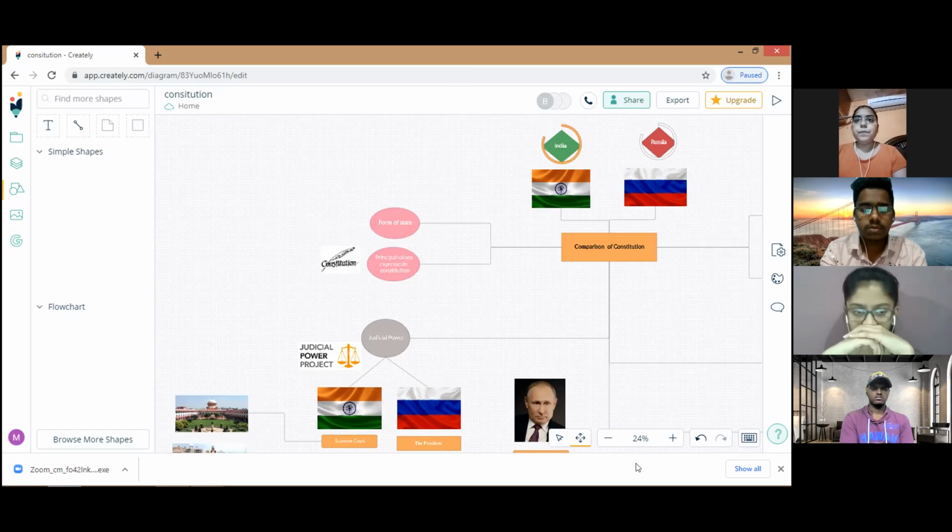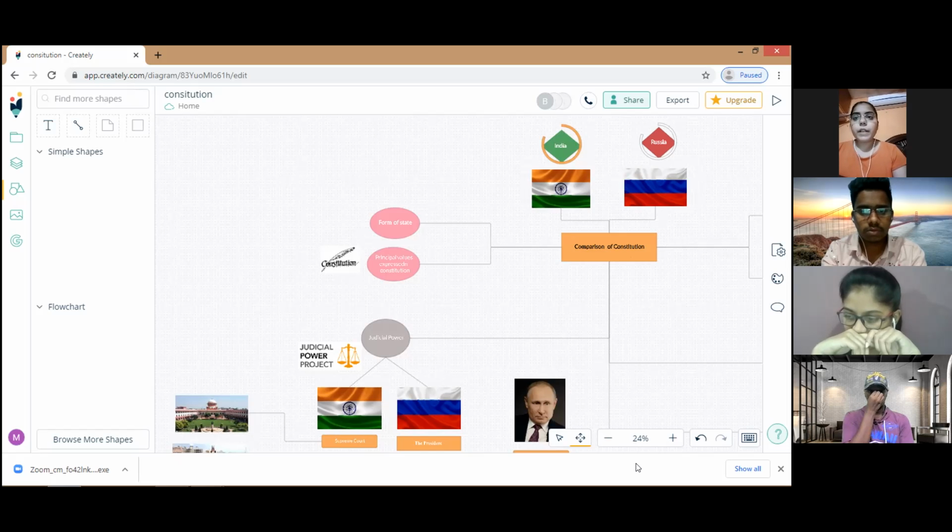Executive. In both countries, the PM is appointed by the president, but in Russia, the PM performs the president's duty in case of his death or resignation, while the same responsibility is given to the vice president in case of India. The authority of the president is stronger in Russia, while the PM enjoys more power in the case of India.